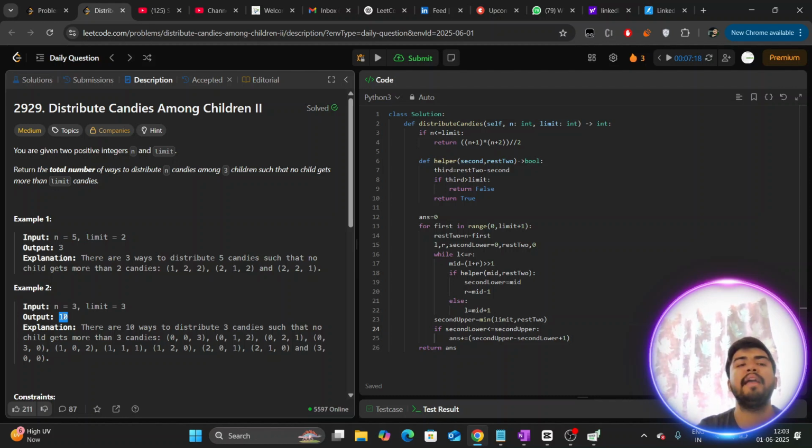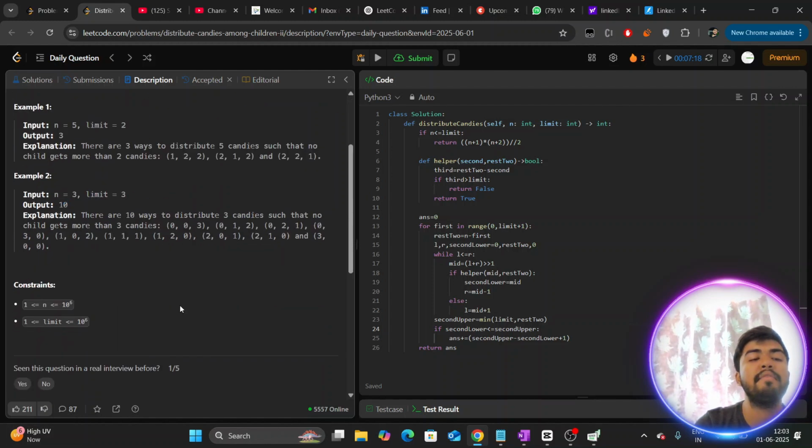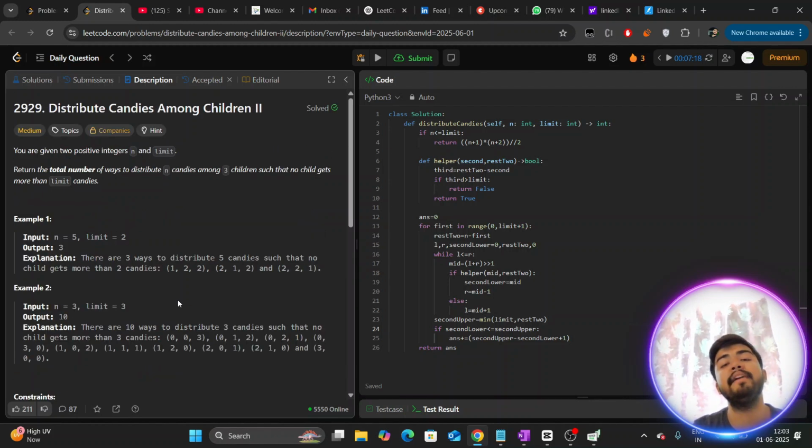They have given the total number of candies that we have to distribute, and the number of children is always constant, 3 children in all the cases, and there is a limit factor. The limit factor stands for a single child not being allowed to take more than limit candies. Now here you can see our n is in the range of 10 raised to the power 6 and our limit is also 10 raised to the power 6. So we definitely have to think beyond O(n square), as it is not going to work. We have to think of O(n) or O(n log n) solutions for sure.